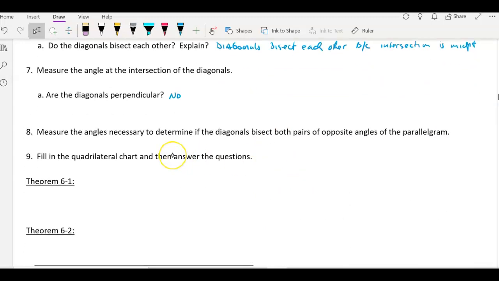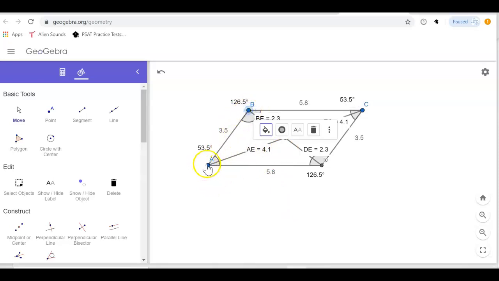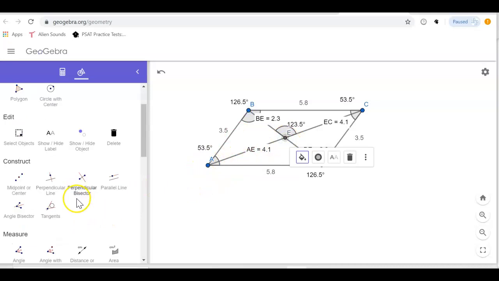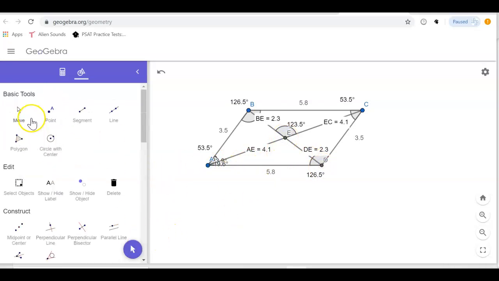Then we want to determine if the diagonals bisect both pairs of opposite angles. So when I go here, I'm just going to measure these two angles. If I measure angle BAE, I've got to go to the measuring tool, BAE, I get 33.9. And if I go DAE, I get 19.6. Right away, if I look at that measure and this measure, does this diagonal cut that full angle in half? No.